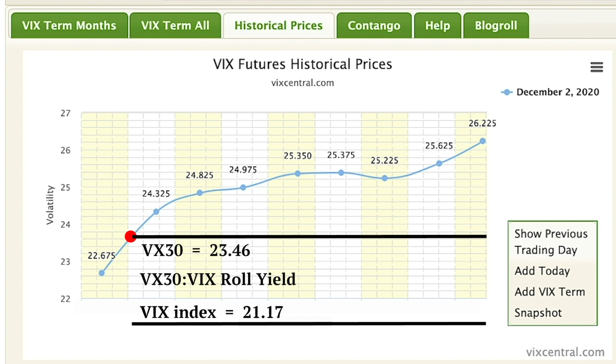So looking at these numbers on this day, December 2nd, 2020, VX30 was 23.46, and the VIX index was 21.17. That means the VX30 to VIX roll yield on this day is 10.8%. That number is positive, meaning there is a headwind for the volatility ETPs.